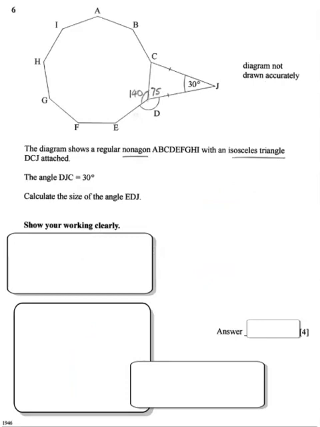Okay, for question 6, this is a polygons question. The diagram shows a regular nonagon, which is 9 sides, with an isosceles triangle DCJ attached. The angle DJC is 30 degrees, so it tells you up here. And then calculate the size of the angle EDJ. So it's this one here we're looking at.